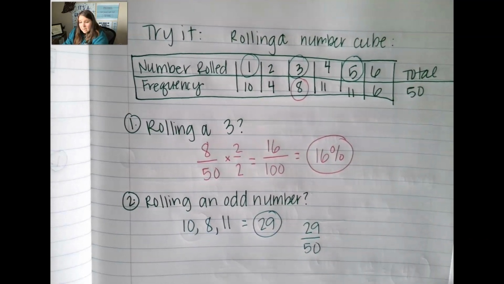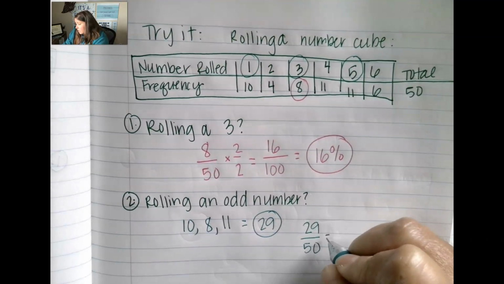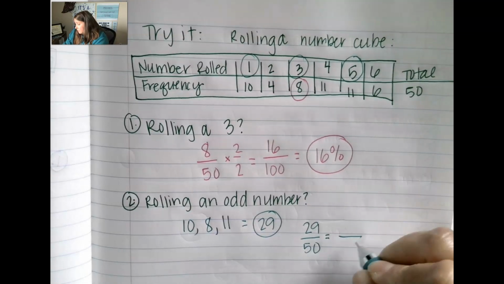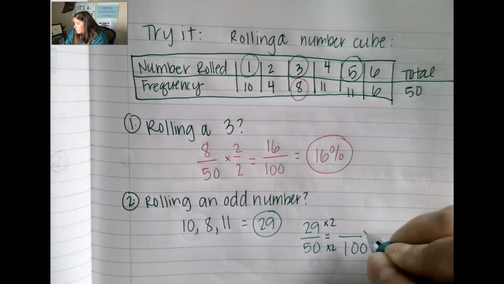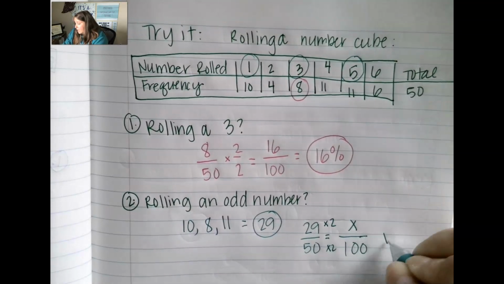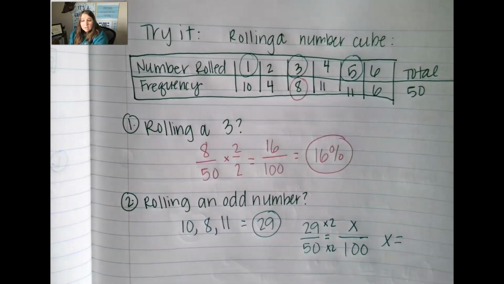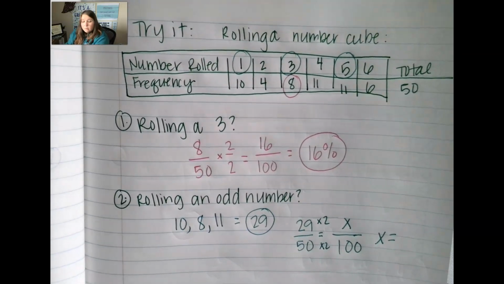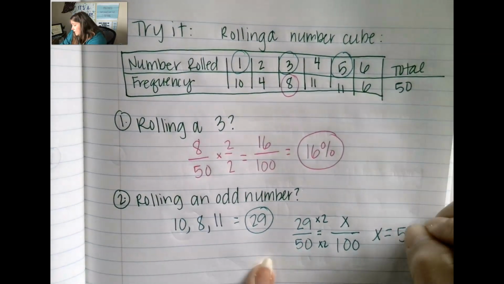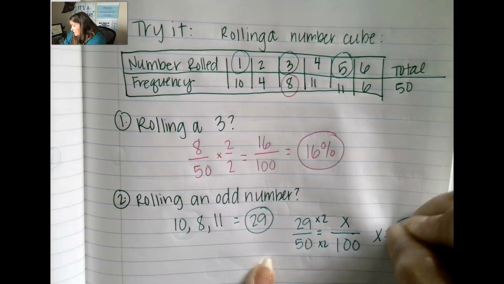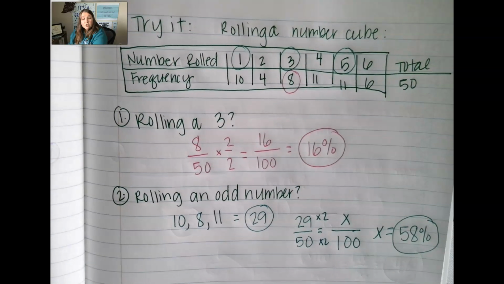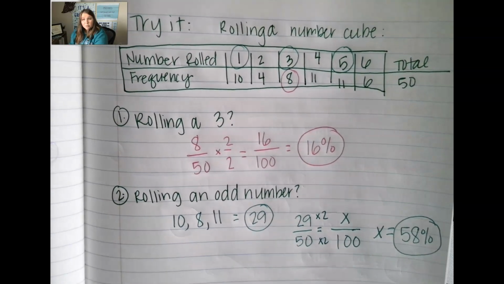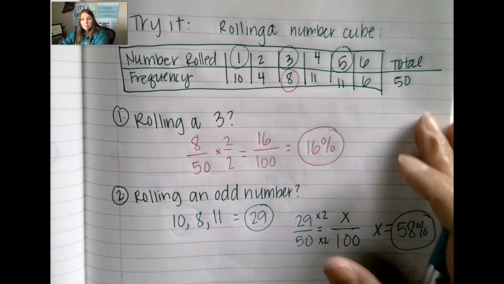So when we have 29 out of 50, we are trying to get to 100, right? So times 2 and times 2. So x equals 29 times 2, which is 58%. 58%. All right, how did you do on solving these two problems using the information up above?